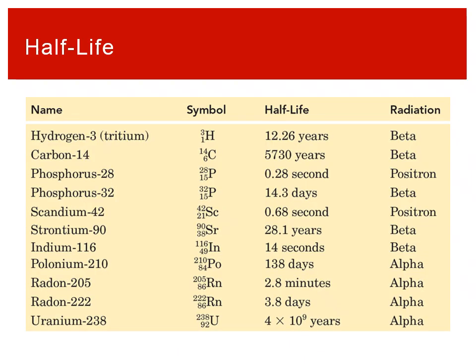So if we look at some different nuclei, some different nuclides that we have, we can see that they all are characterized by different half-lives. So we have some things that have a half-life, this phosphorus-28 is 0.28 seconds, and it does positron emission. 0.28 seconds, that's quite fast. So this phosphorus-28, we would say is pretty unstable, right? This is going to be pretty highly radioactive.